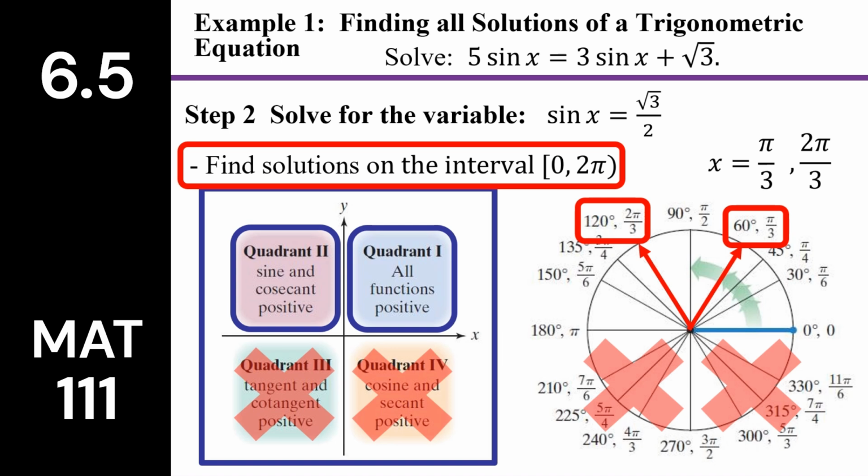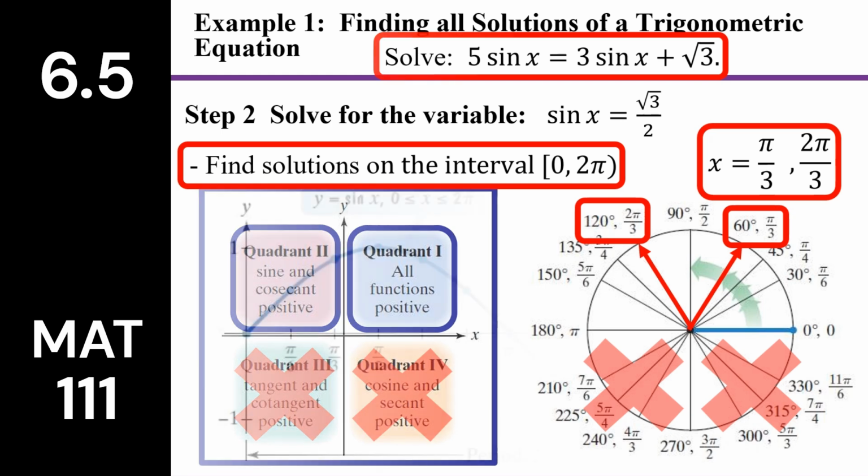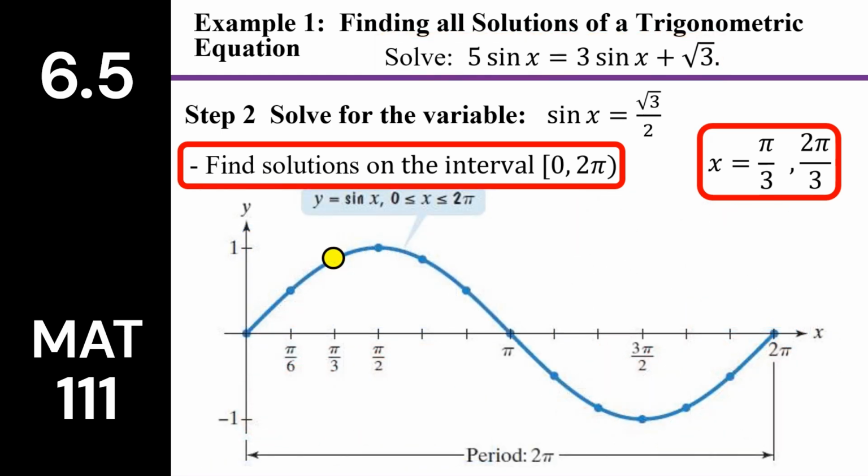We were asked to find the solutions on this interval, and the values that satisfy this equation are pi over 3 and 2 pi over 3. Now let's take a look at what this means graphically. At pi over 3, we have this point, and at 2 pi over 3, we have this point. These are the two values where the sine of x is at a height of radical 3 over 2, approximately between 0.8 and 0.9. And these are the only two solutions on the interval from 0 to 2 pi.